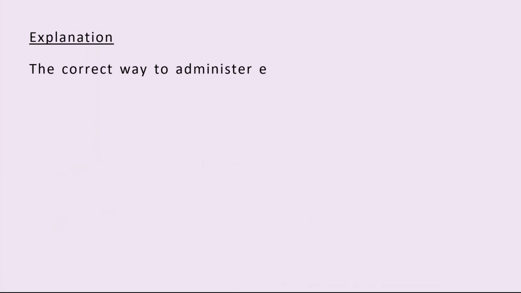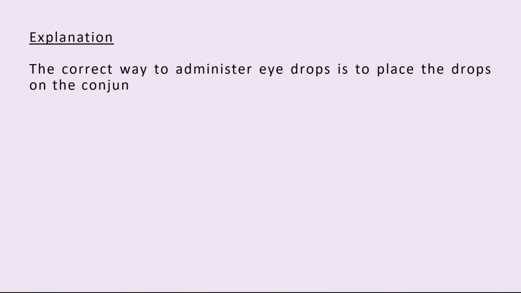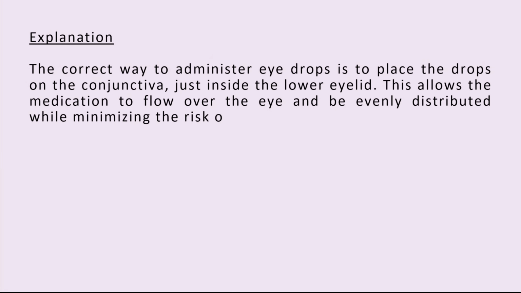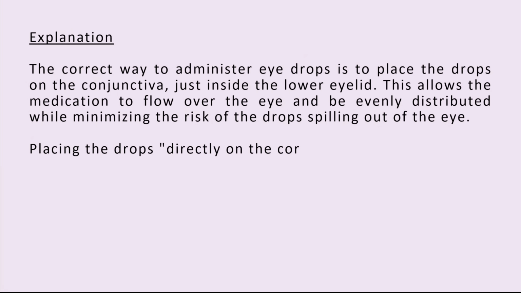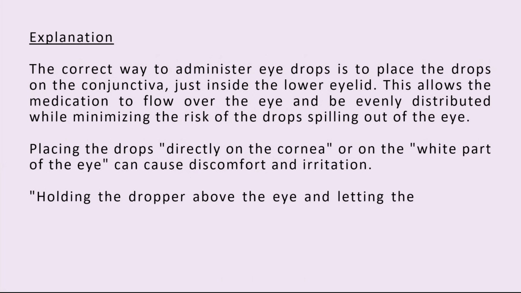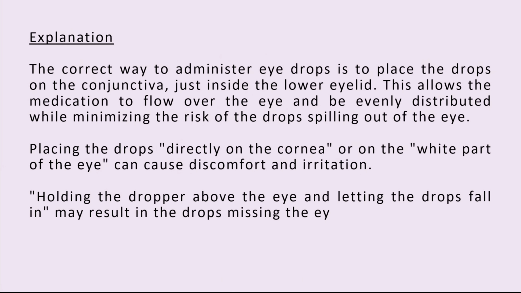Explanation. The correct way to administer eye drops is to place the drops on the conjunctiva just inside the lower eyelid. This allows the medication to flow over the eye and be evenly distributed while minimizing the risk of the drops spilling out of the eye. Placing the drops directly on the cornea or on the white part of the eye can cause discomfort and irritation. Holding the dropper above the eye and letting the drops fall in may result in the drops missing the eye altogether.